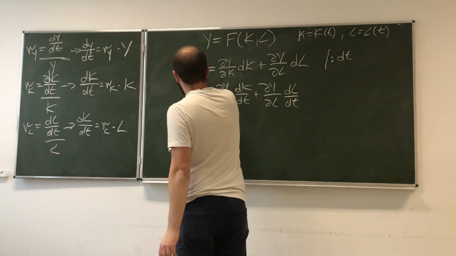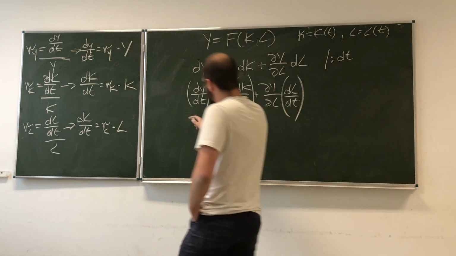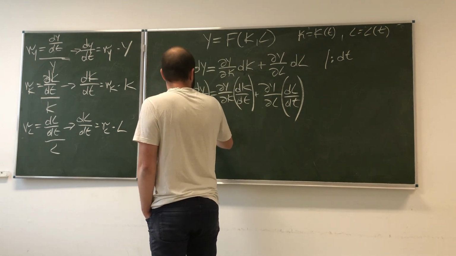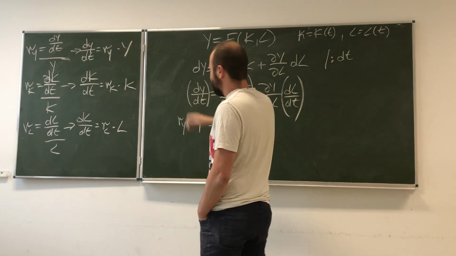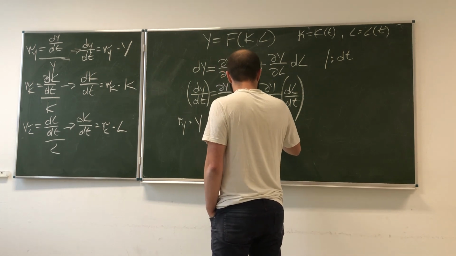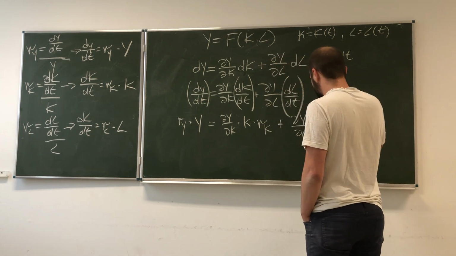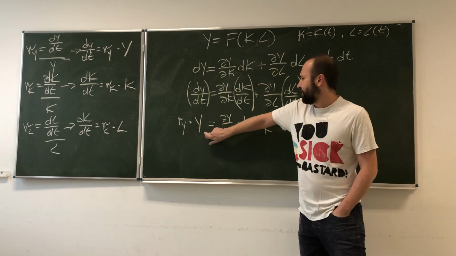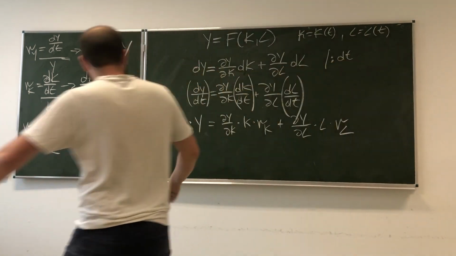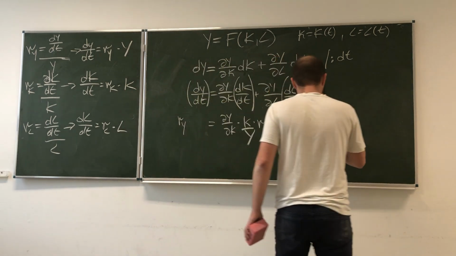Now, we know that we can substitute for this, and for this. So let's do so. We've got that this is ry times y equals dy/dk times, I'm going to change the order, times k times rk plus dy/dL times L times rL. What else can I do? Look, I definitely don't want to have this y over here. How about I divide both sides by y? If I divide both sides by y, I'm obtaining this.